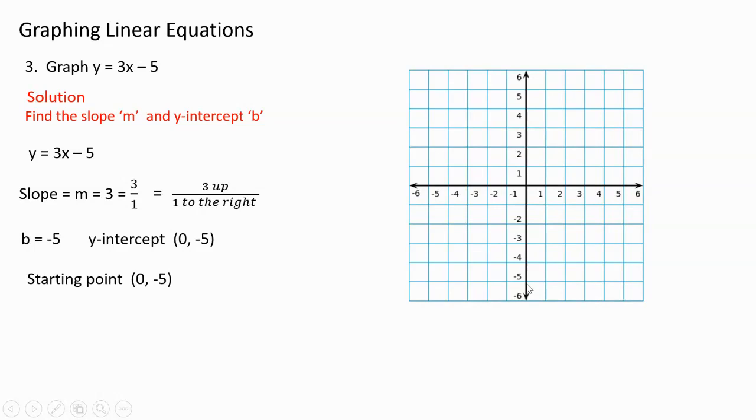So we'll start at 0, negative 5. We're going to go up 3, 1, 2, 3, and 1 to the right. So the point should be here at 1, negative 2. And then all we do is connect the 2 points. That's my line.